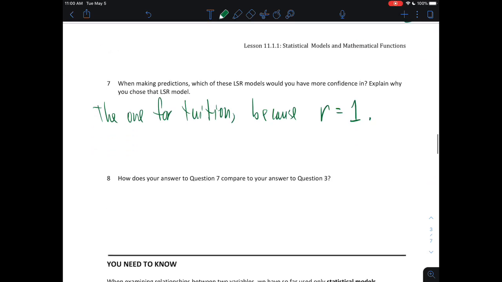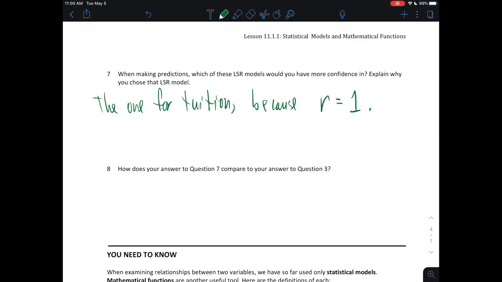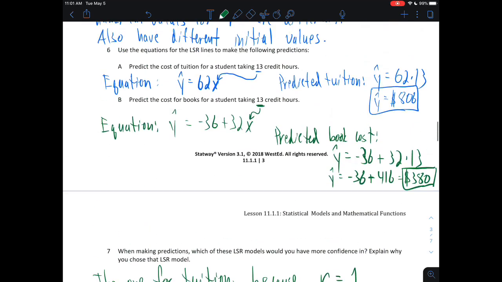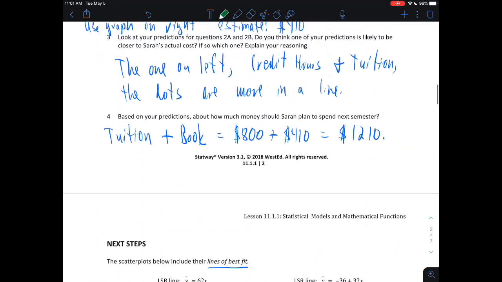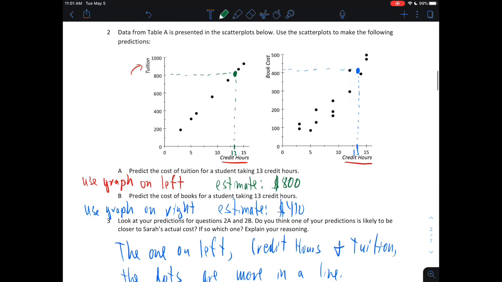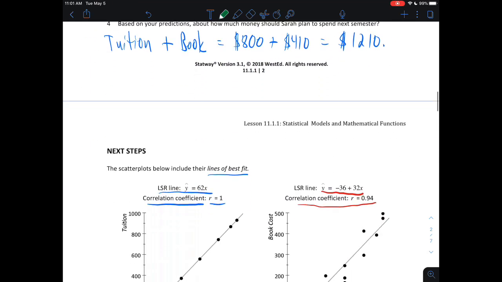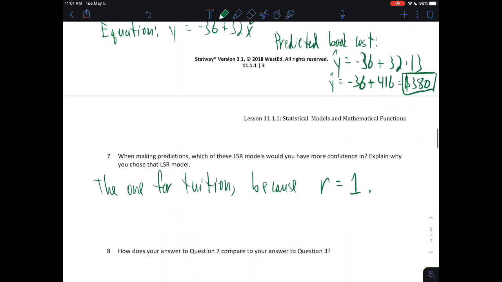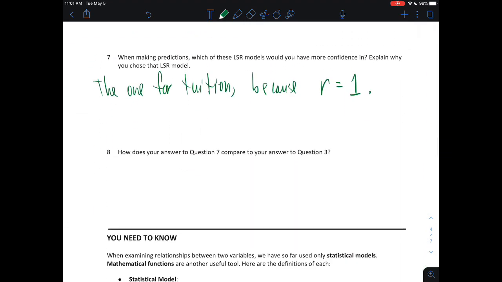And then finally, number 8, how does your answer to question 7 compare to your answer to question 3? Well, what did we say for question 3? We said the one on the left, the one that used credit hours to predict tuition. We were more confident in that for predictions. We just said the same thing in number 7. So they are the same.